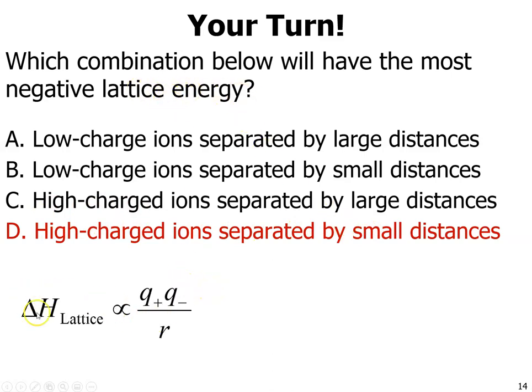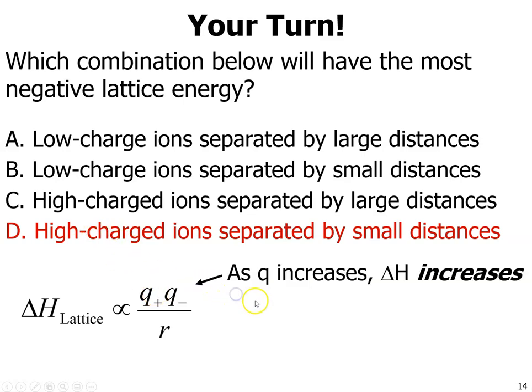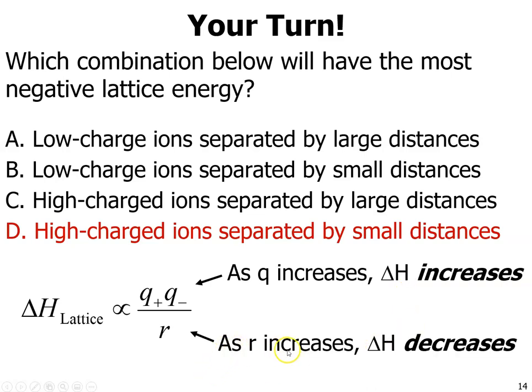So here again, the lattice energy is essentially equivalent to the charges multiplied by each other divided by the radius. The smallest radius means dividing by the smallest number, allowing these things to remain high if we have the highest charged ions. So as Q increases, this delta H lattice increases. As R increases, as this becomes bigger in the denominator, then the overall lattice energy would decrease.